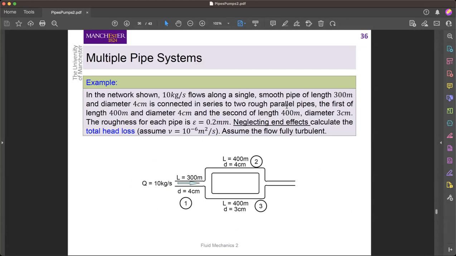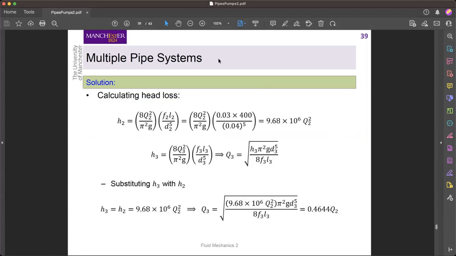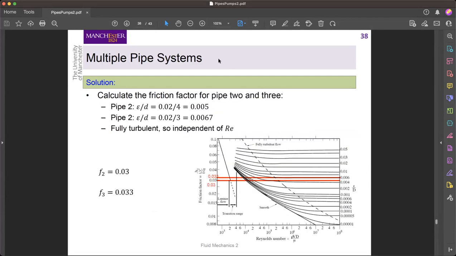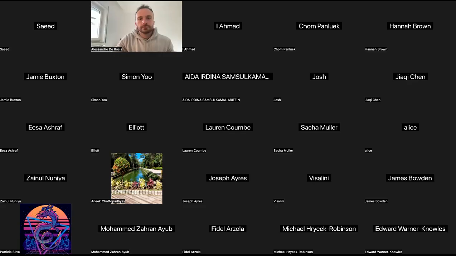We did together an example similar to this one, where we have a pump which has to drive a flow through two pipes in parallel. I expect you to be able to solve that example, okay? Let me try to draw something. Fidel, you do not need the iterative procedure.